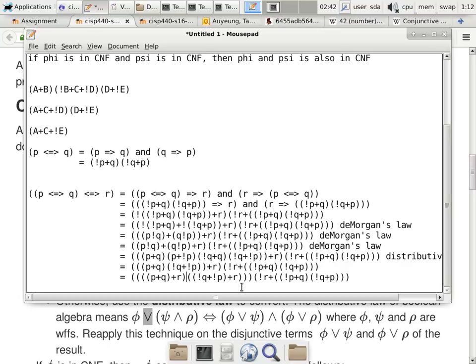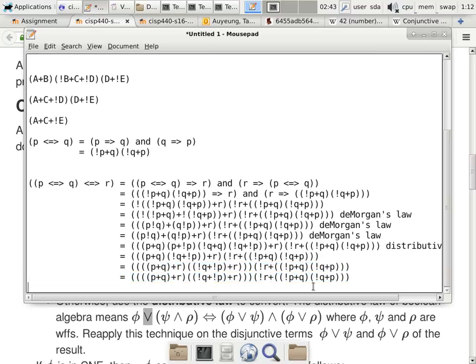It is in CNF at this point. This whole thing is now in CNF because the parentheses are no longer needed when you have operators that are the same kind. Then you don't need parentheses anymore. So that means this pair of parentheses can go away. This pair of parentheses can go away as well.